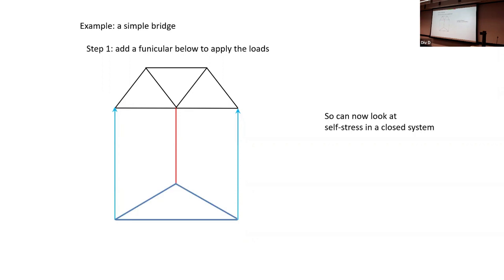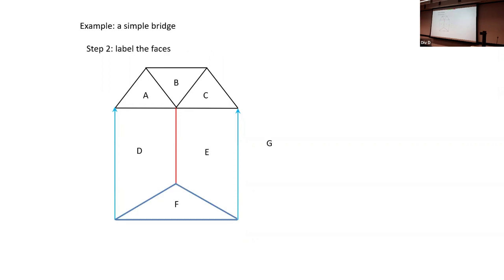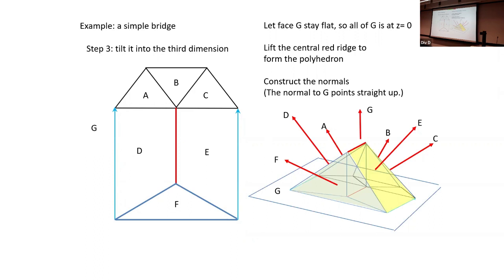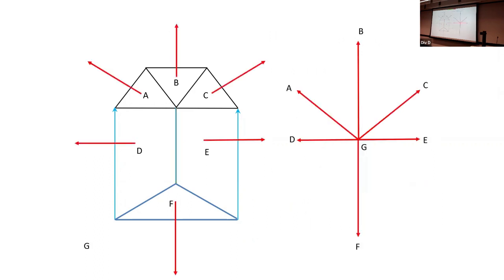Well, we add a follicular below it, and now we've got a closed system. So now we can do what I just said. Let's label the areas, pull it up into a polyhedron, stick the laser beams on. Each face points out a laser beam. It draws these laser beams like that. You connect the dots and there's your force diagram.